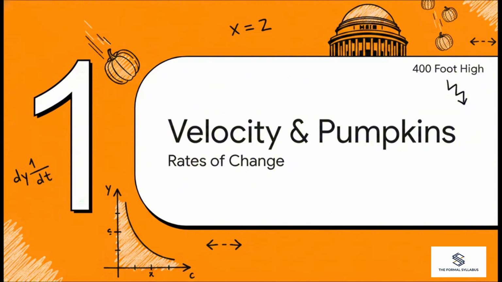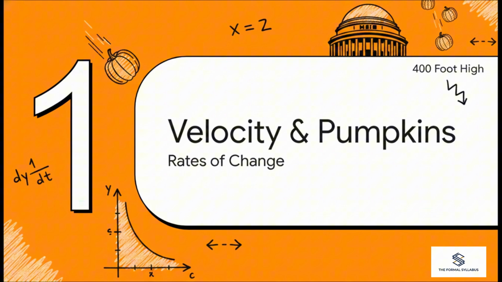Section 1. Velocity and falling pumpkins. Let's ground this in physical reality by looking at a pretty famous Halloween tradition over at MIT. Every year, students drop pumpkins from the roof of a building that's about 400 feet high. Now, this isn't just a fun mess to clean up later. It is actually the perfect physical model for understanding rates of change.